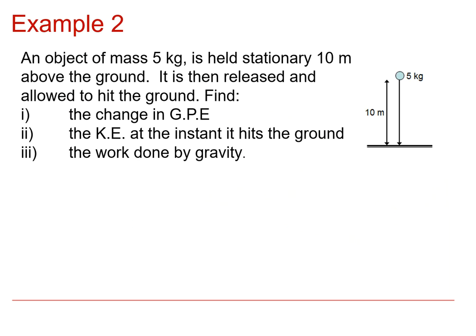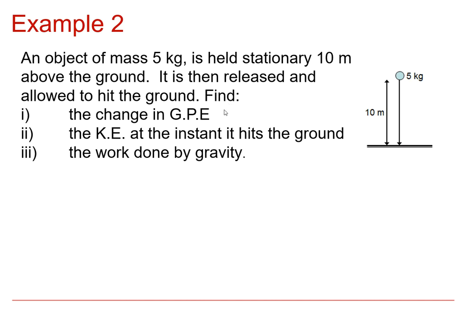So we're going to look at another example now. This time we're dealing with a situation in which an object is released and is in free fall, and so we're going to be dealing with gravitational potential energy, which as the object falls is going to be converted into kinetic energy. First thing we're asked for is the change in the gravitational potential energy, and we know that that is mgh, where h is the change in the height.